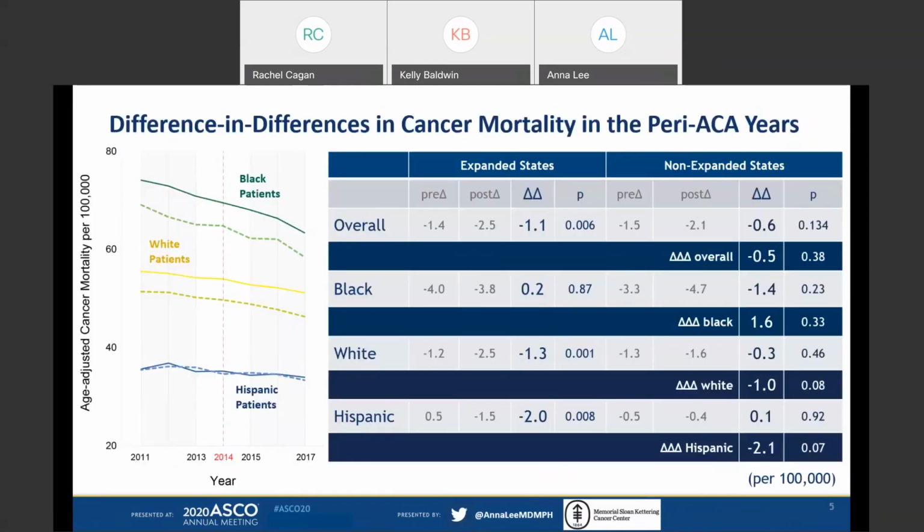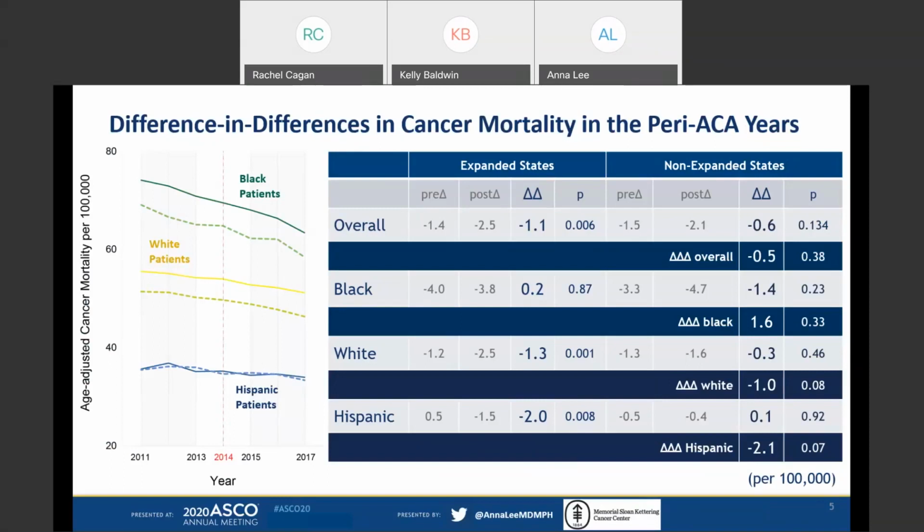In our difference in differences analysis of the peri-ACA years, we evaluated the overall population and specific populations including Blacks, Whites, and Hispanics. This is shown in the table on the right. Overall, when we compared the change in mortality before and after the ACA, we found a greater change in the expansion states than the non-expansion states, and the overall difference was 0.5 per 100,000 people. This encapsulates the potential true benefit of Medicaid expansion on a population level.